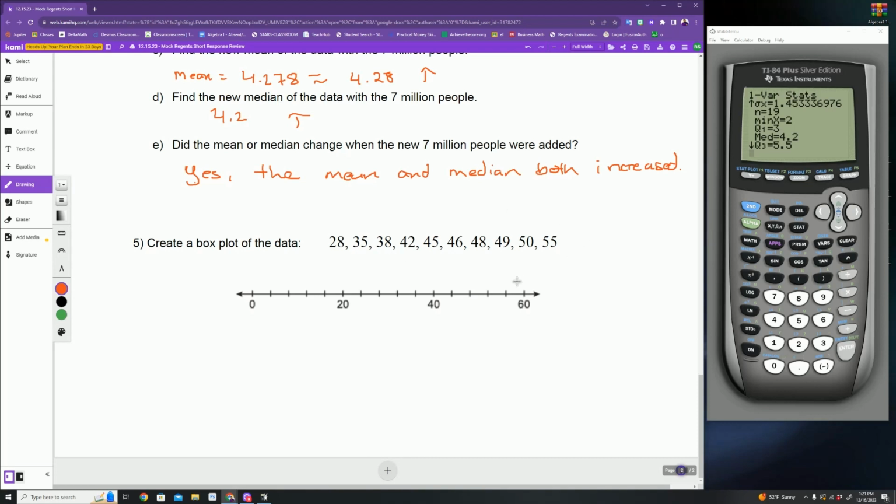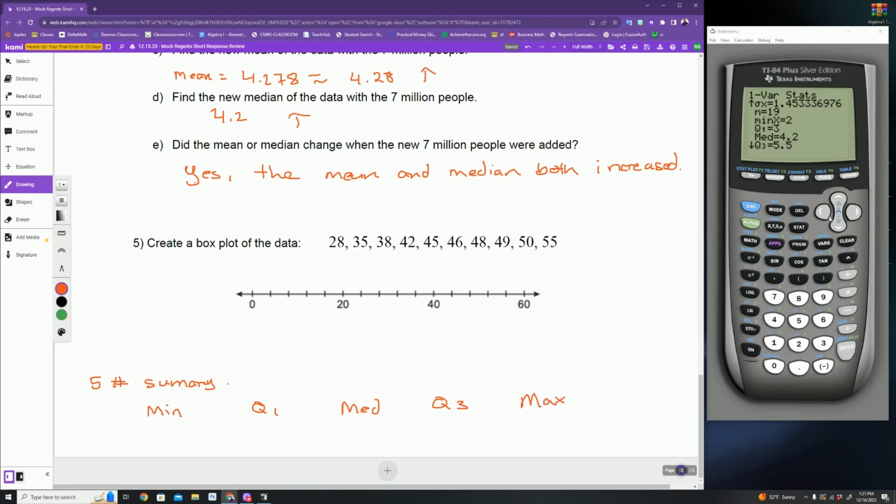Create a box plot of this data. So if you don't remember how to do a box plot, we're going to do it together. We're actually going to find the 5-number summary. We need to find the 5-number summary in order to do this. And that is, we need to find the minimum, the first quartile, the median, the third quartile, and the maximum value.